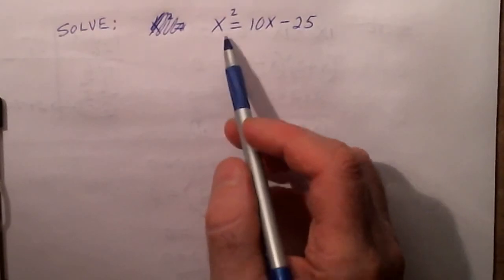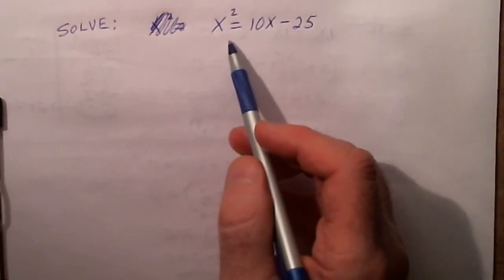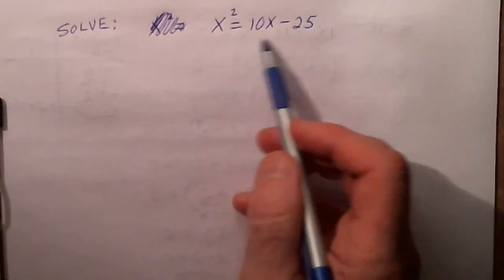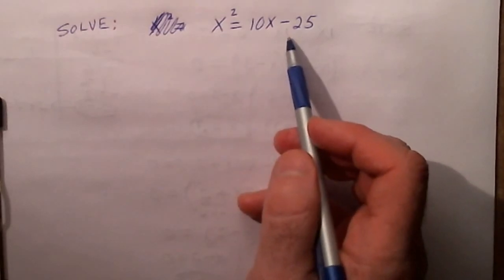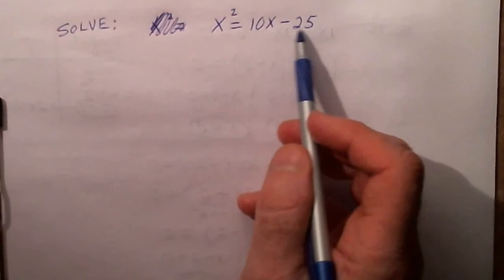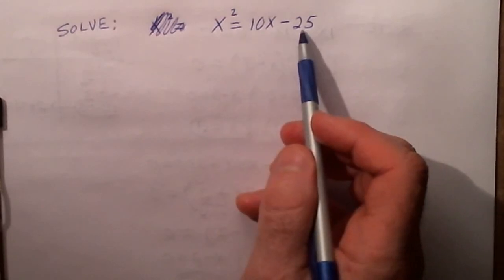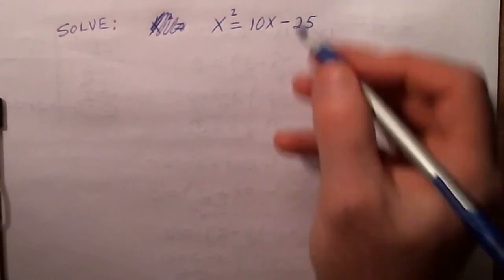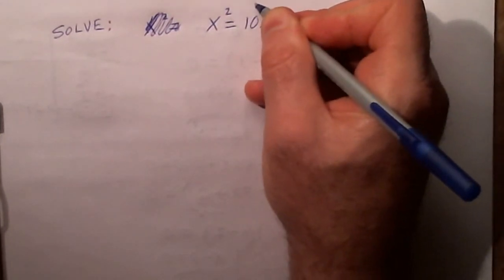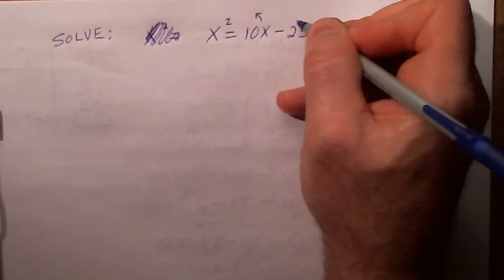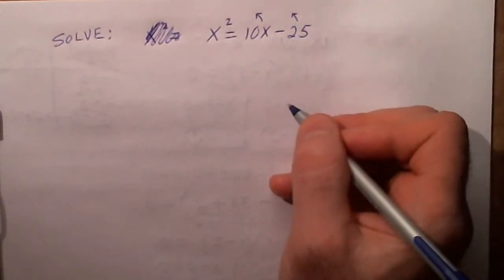Well, ladies and gentlemen, this one's a little different than the previous 2 because we first of all realize that this equation is not set equal to 0. So the very first step we have to do is we must get this equation set equal to 0, or we must zero this equation out. To do that, we're going to have to drag a positive 10x over to the left side of our equation, and we're going to have to drag a negative 25 to the left side of our equation.